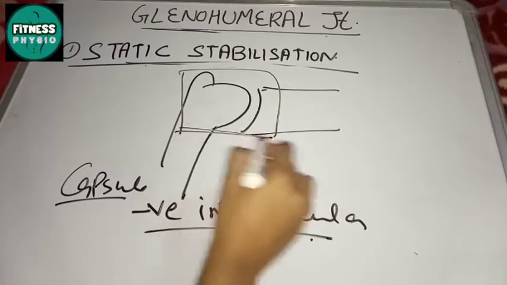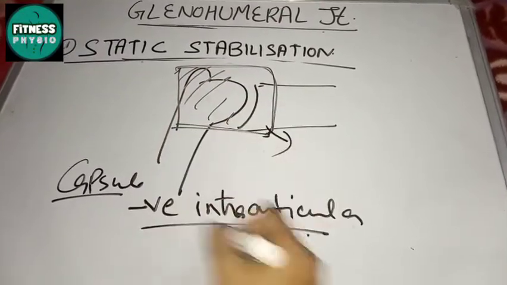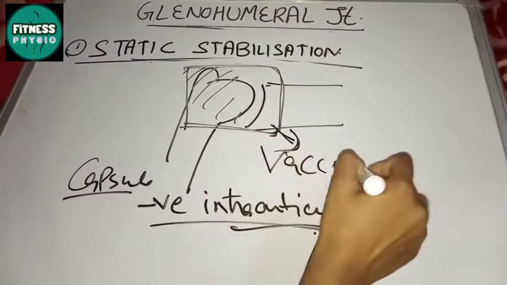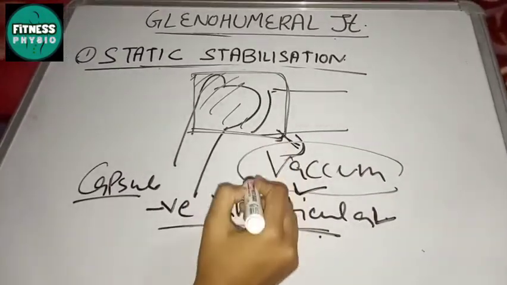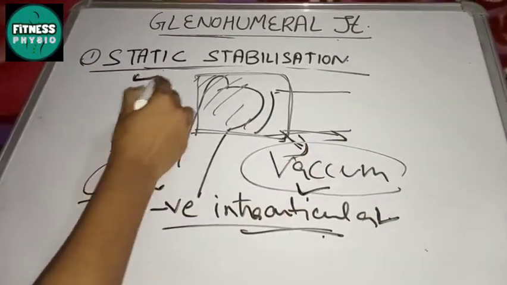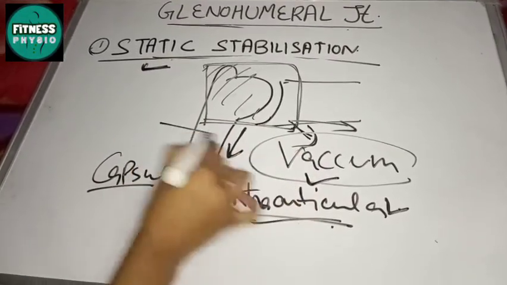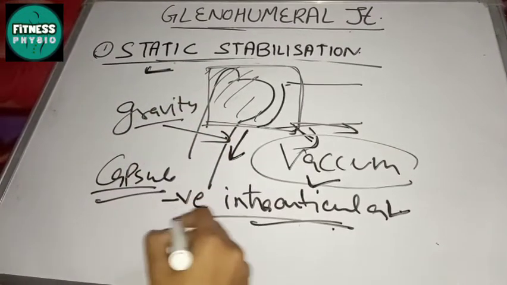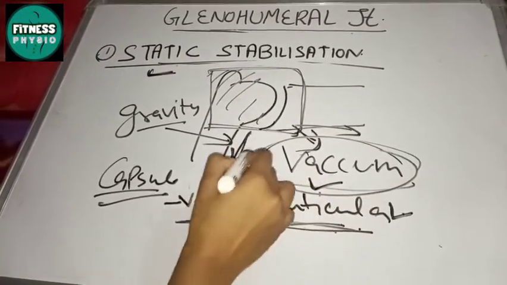I'm just drawing it roughly, surrounding your joint. It creates intra-articular pressure, which already creates a vacuum in the joint, making your joint stable when you are not doing anything, that is, in static position. So it prevents the inferior translation caused by gravity. The capsule creates negative intra-articular pressure, which creates a vacuum, so it prevents inferior translation.